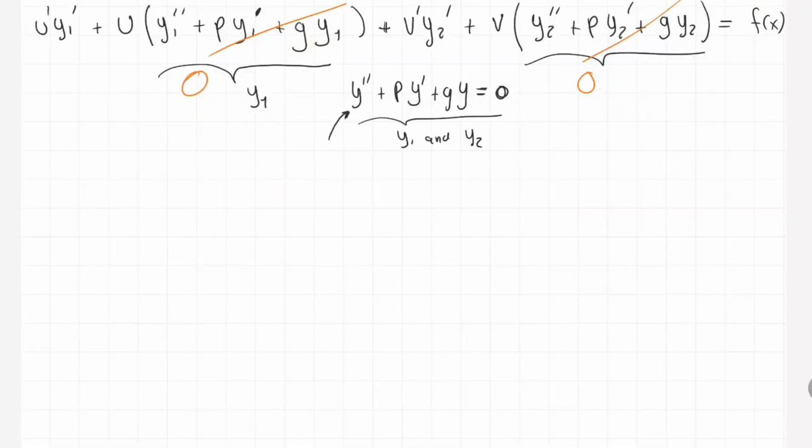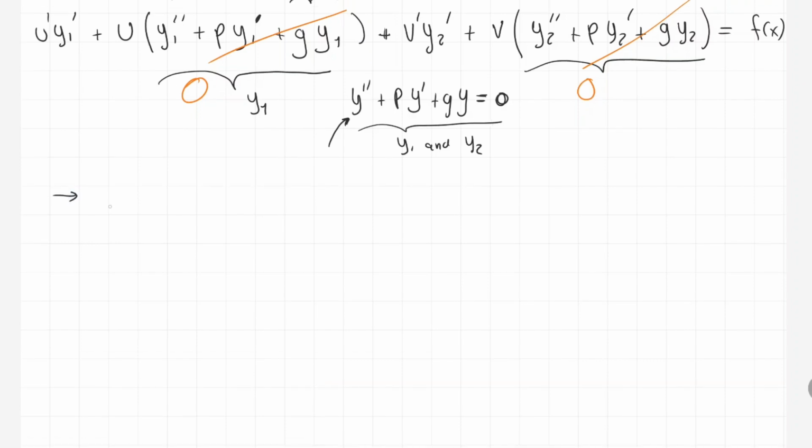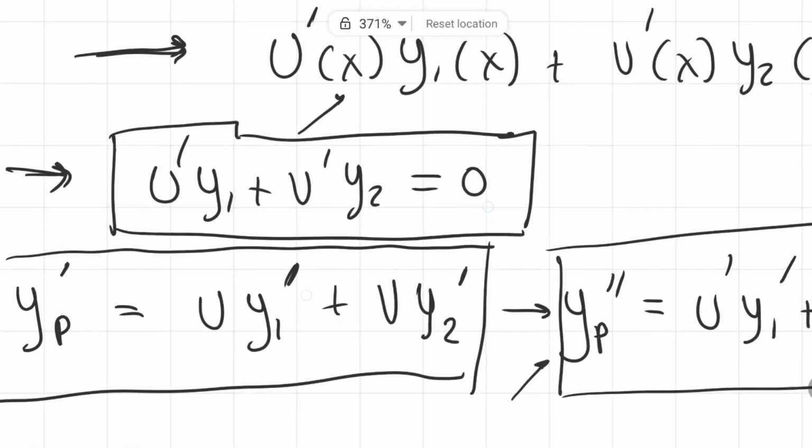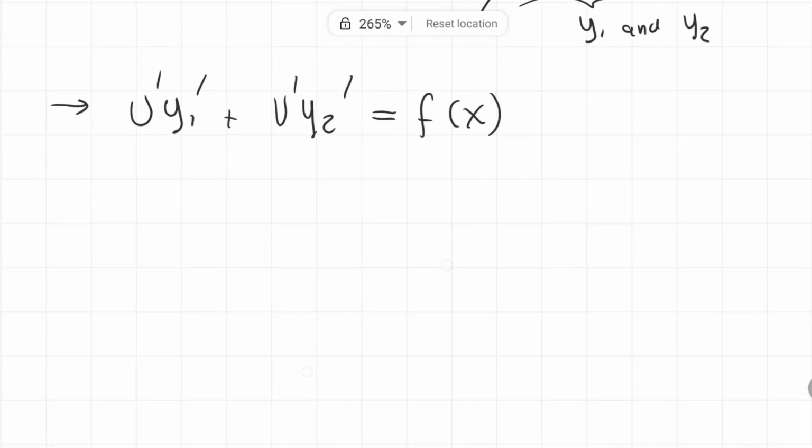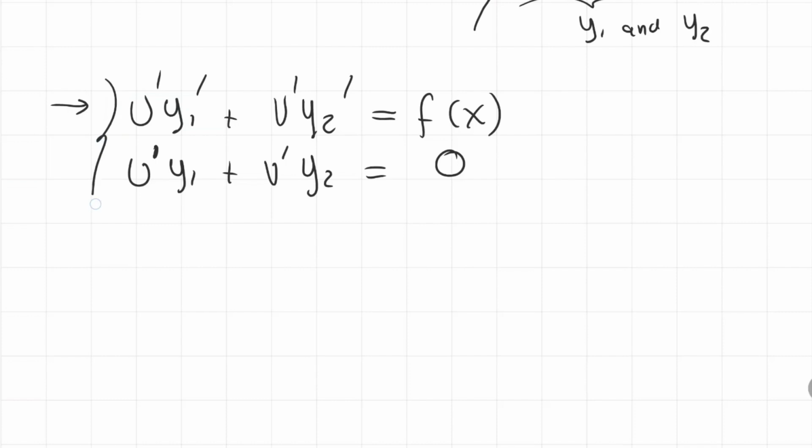So in that case, where those expressions are equal to 0, we are going to get that u prime y1 prime plus v prime y2 prime is going to be equal to f of x. Okay? And remember the other equation that we found, this one here? Well, now with that equation we can establish a system of differential equations that we need to solve to find u and v in terms of x.